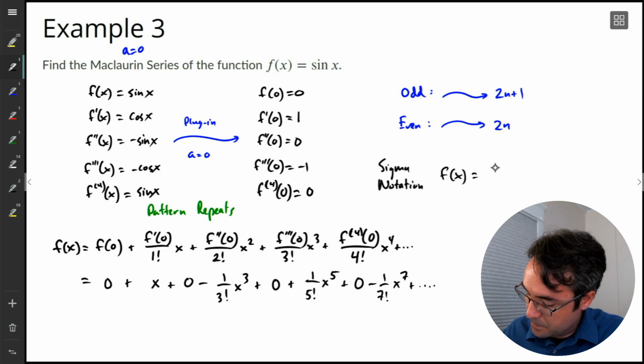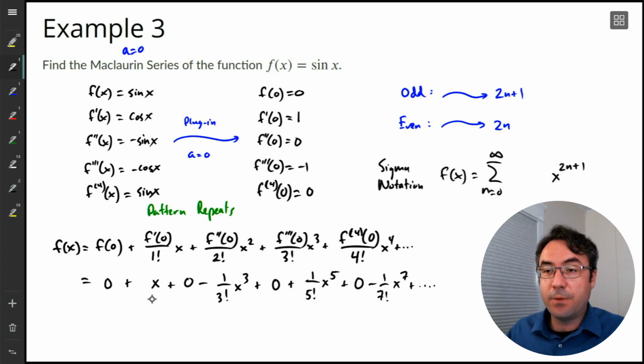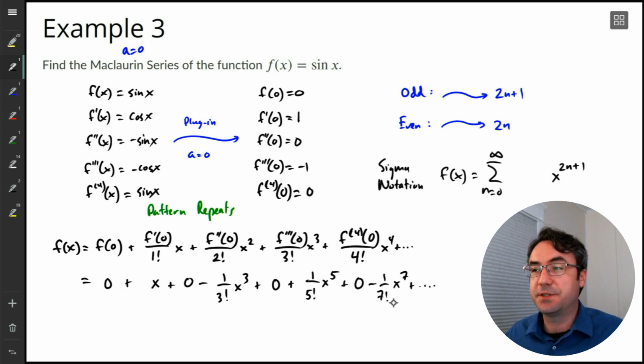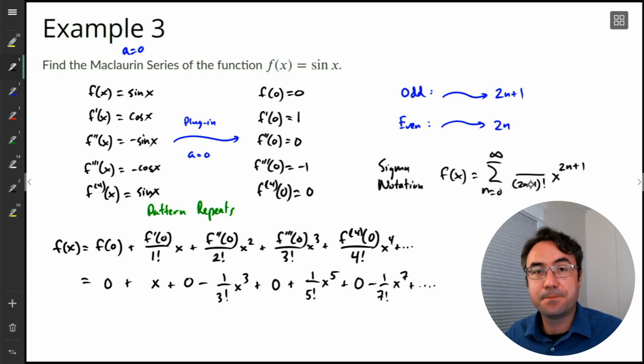So we're going to do the sum from n equals 0 to infinity. And we're going to have x raised to the 2n plus 1. So that's giving us all of the odd powers of x. And then we want all of the odd factorials. So 3 factorial, 5 factorial, 7 factorial. So same thing. It'll be 2n plus 1 factorial in the denominator.